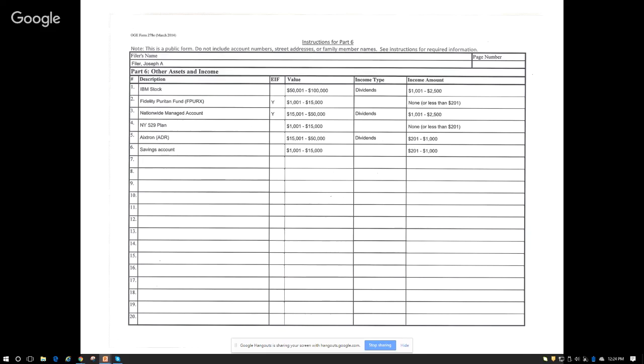Item 2, this appears to be a mutual fund, Fidelity Puritan Fund. It is marked as yes as an EIF. We have a value. We don't have an income type, but we don't need one for an EIF. And then we have an income amount of none or less than $201.